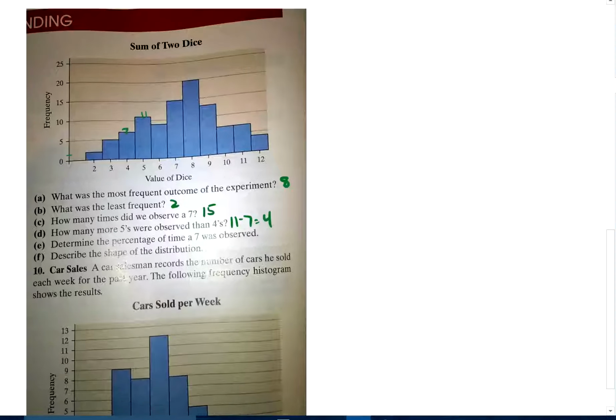How many times did we observe a 7? 15. How many more 5s were observed than 4s? Well, there were probably 11 5s, and it looks like maybe 6 or 7 4s, we'll go with 7. So 11 minus 7 would be 4. What's the percentage of time a 7 was observed? Well, that would be 15. There were 15 7s out of 100 tosses altogether. So that would be 15 divided by 100. I was about to get my calculator out, go figure. 15% of the time.